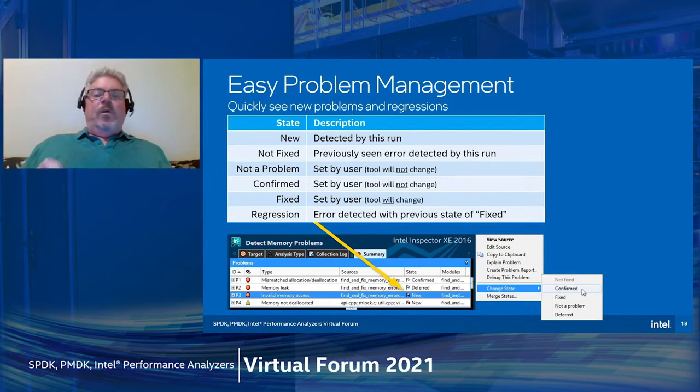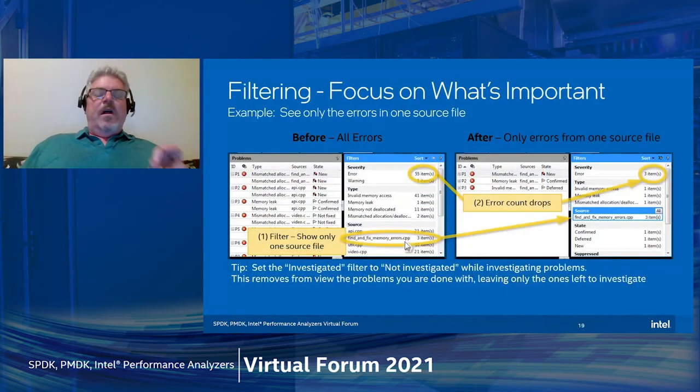So once you start doing root causes on your problems, you can start using the GUI to set whether a problem is not a problem, whether you confirm it is a problem, or whether the problem is now fixed. Once you set a problem as fixed, if you were to run Inspector again and that issue is still there, Inspector would tell you that this is now a regression.